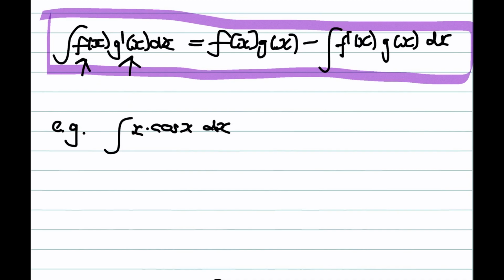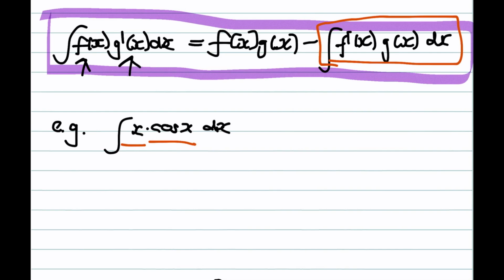Now we want to assign one of these functions to be f of x, and we want to assign the other function to be g prime of x. So how do we choose which one? Well, we're actually going to look at this last integral over here, which is the only integral we're actually going to be solving. So this has to be the simplest integral that we can find.